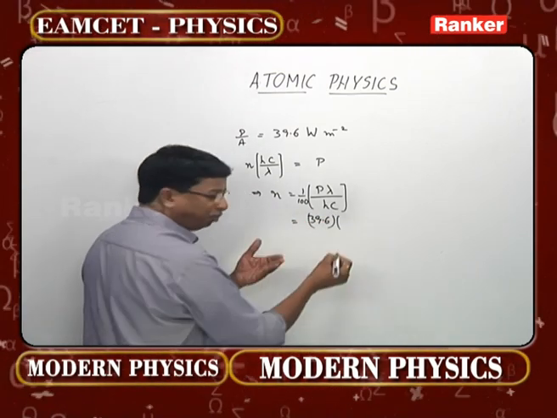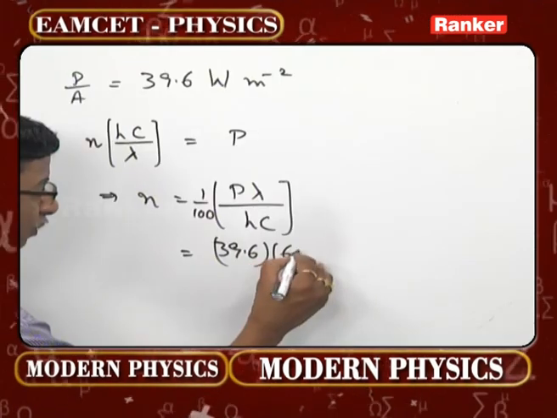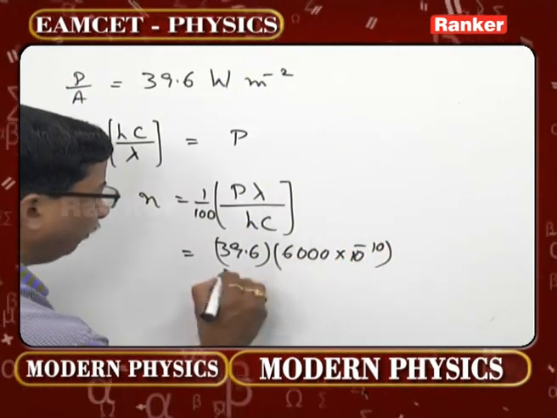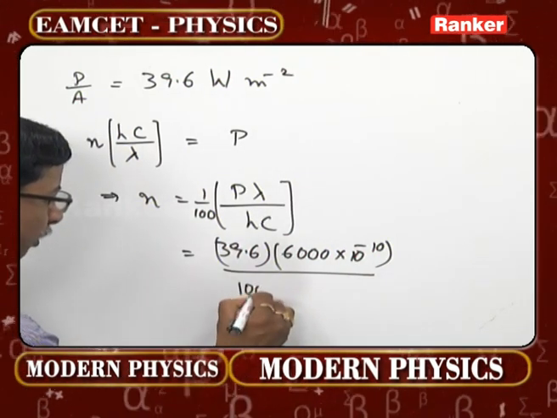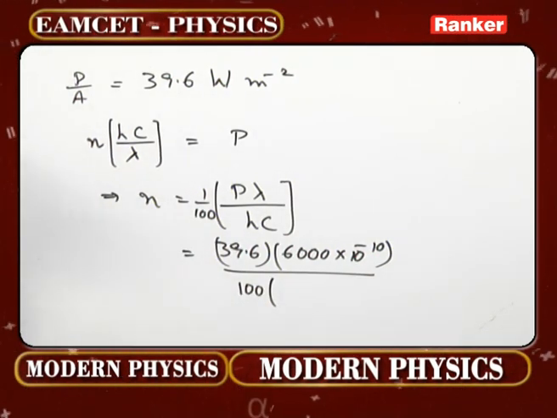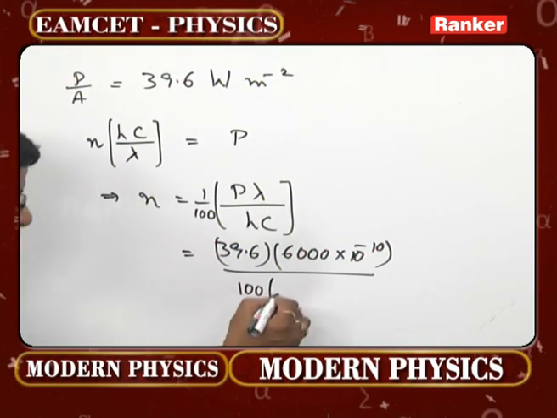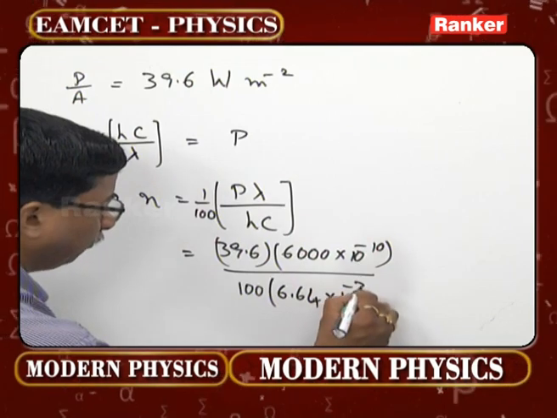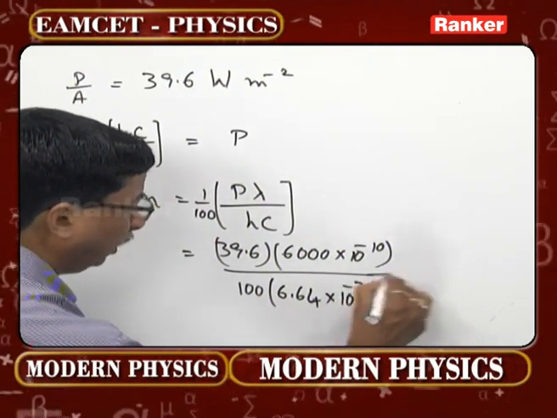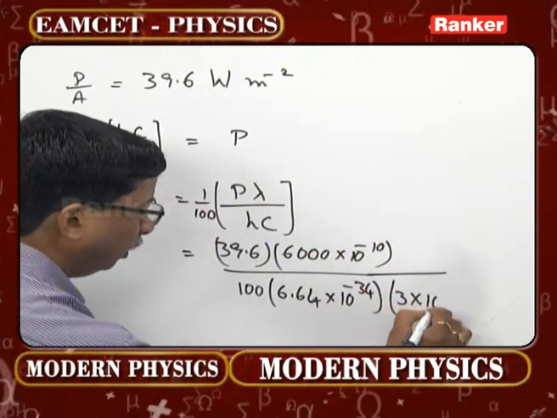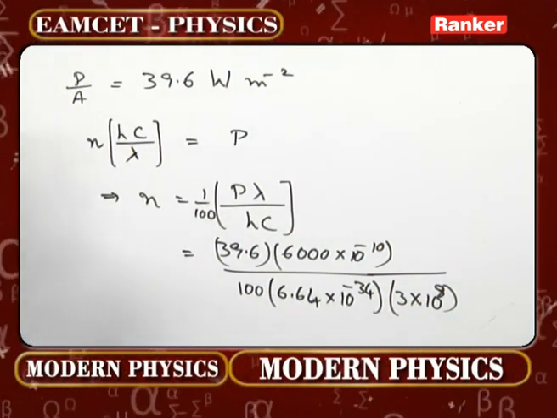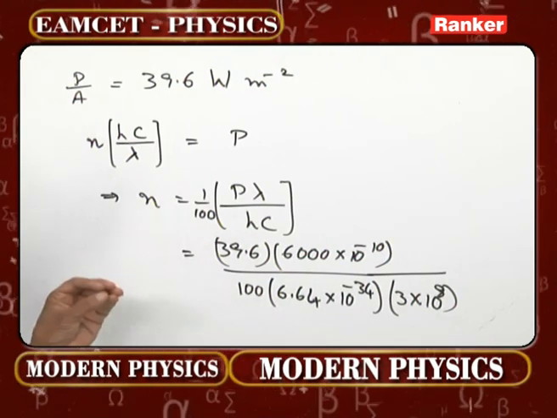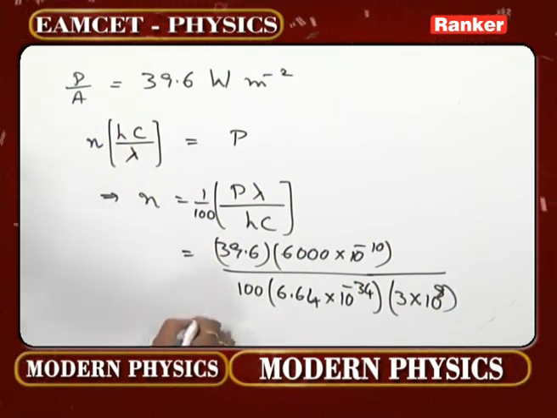39.6 into lambda, how much is it given? 6000 Angstrom units, you can write. The whole divided by this 100, and the h value he has provided you, that is 6.64 into 10 to the power minus 34, into the velocity of light, which is known to all of us, 3 into 10 power 8 meter per second. If you simplify the total lot, you will be getting a number. What will you get over here?